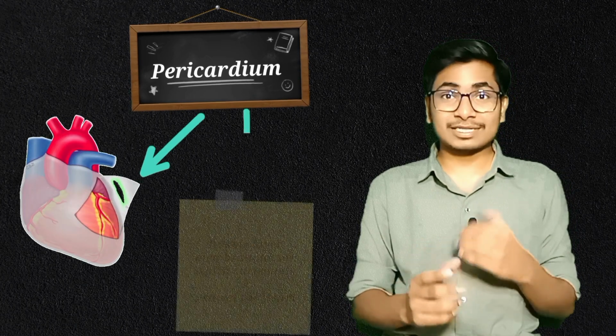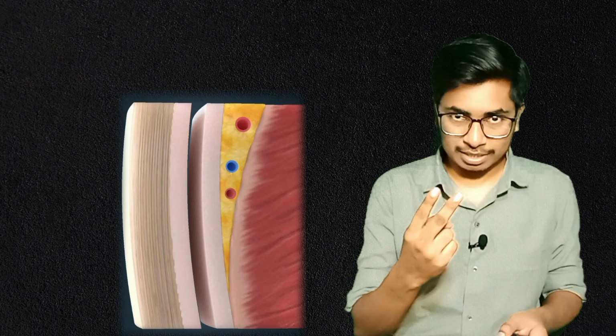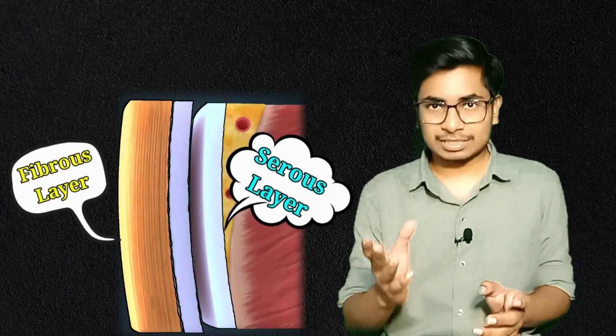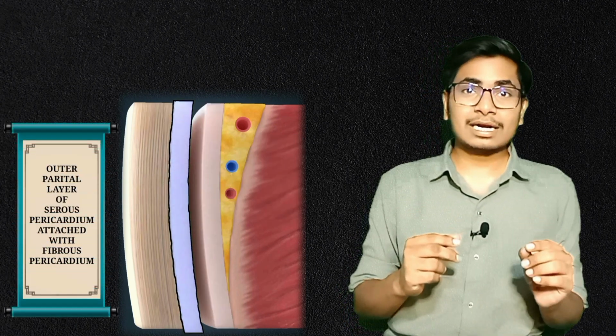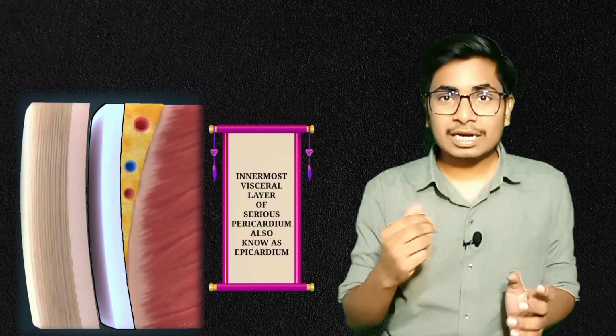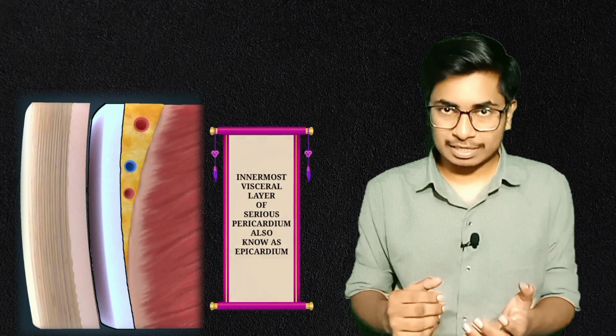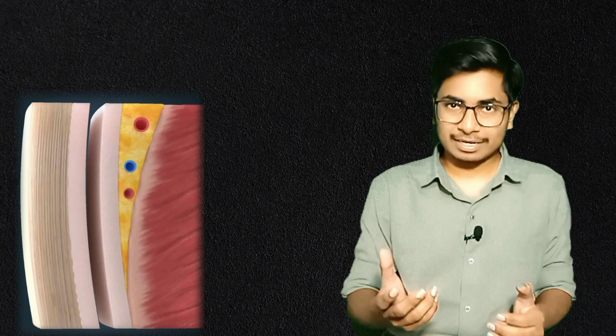Now we see a brief overview of the pericardium and the layers of the heart. So what is the pericardium? The pericardium is a double layer membranous sac which surrounds and protects the heart. If we take a cut section of the heart, we can see that the pericardium consists of two layers, the outer fibrous layer and the inner serous layer. The inner serous layer further has two layers. The outer is the parietal layer of serous pericardium, which attaches to the fibrous layer, and the innermost layer is the visceral layer of serous pericardium, also called the epicardium. Friends, it is just an overview of the pericardium. In future we will have a full video on the pericardium.